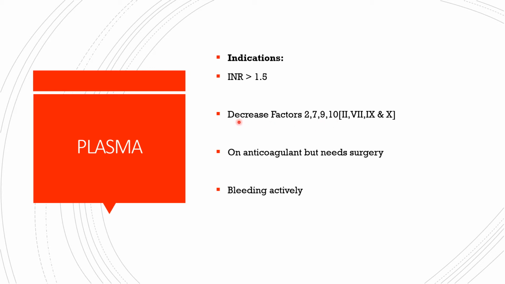So when there's decreased factors 2, 7, 9, and 10, we need plasma. When someone is on anticoagulant, but he or she needs surgery, we need plasma. When there's active bleeding, we need plasma.